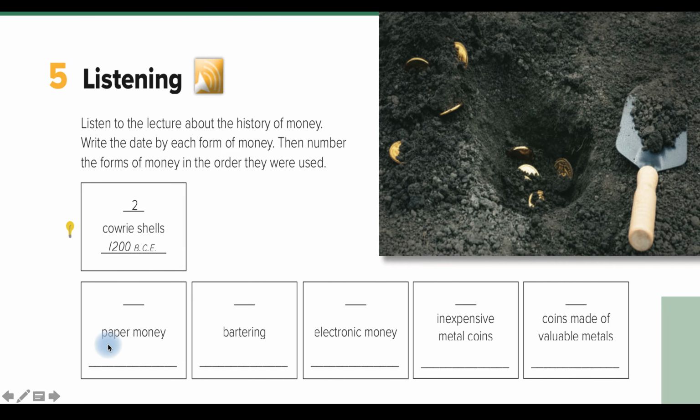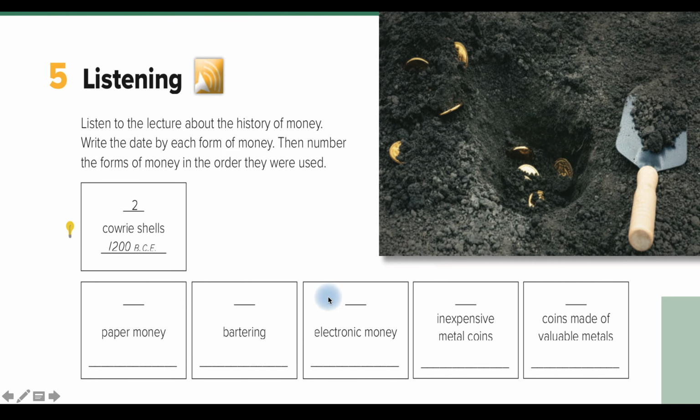Okay, here we have as well paper money, which is the cash we know. Bartering is exchanging. Sometimes in the past people used to exchange some goods for different things. For example, they might exchange corn and wheat for meat. So this is the meaning of bartering.